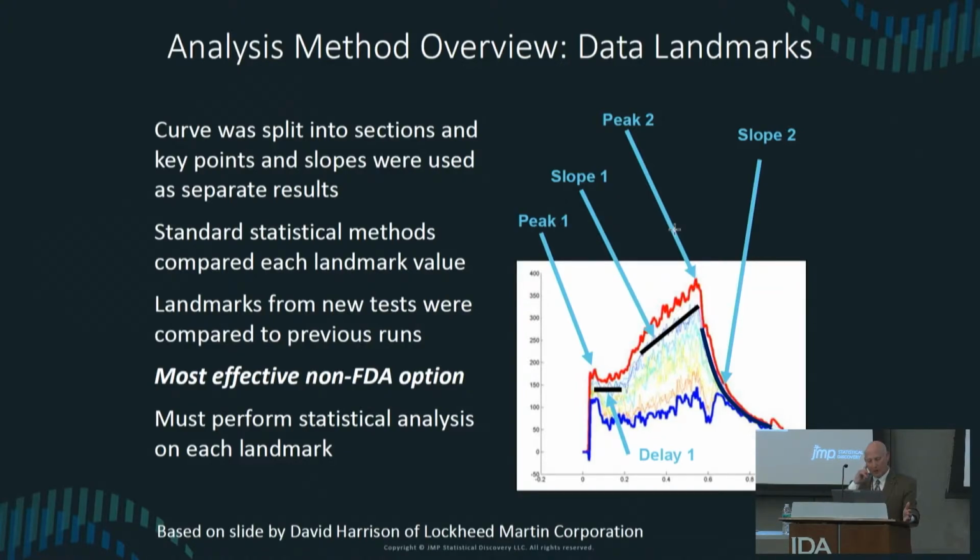And so I think he told me that Lockheed, maybe another vendor or two, the Navy and Johns Hopkins Applied Physics Lab all worked on this problem, and at the time that they did it, they used what you would call data landmarks. In other words, we can see there are different peaks, different slopes, delays in this curve. So what you might do is say, what's the peak? What's the average of peak 1? What's the average of peak 2? What's the area under the curve? In other words, we use all these summary statistics of the curve, not the curve itself.